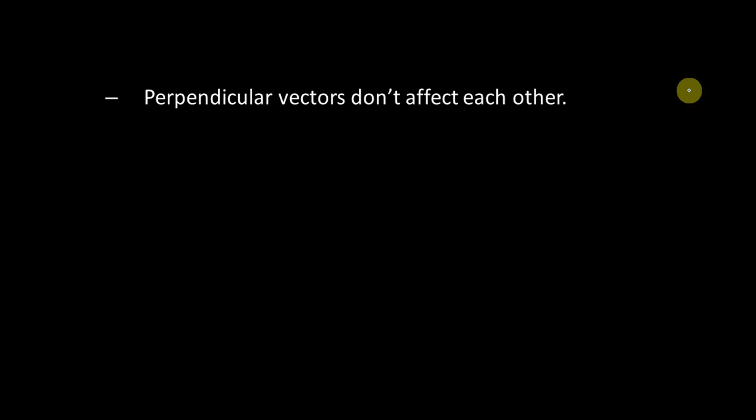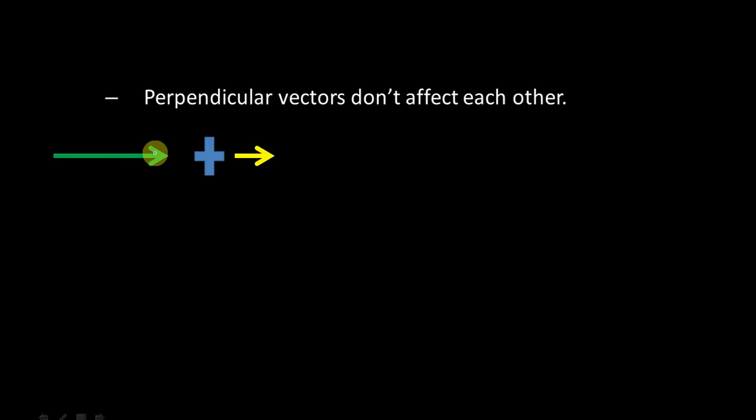Next point, and this is an important one for projectile motion. If vectors are perpendicular to each other, they do not affect each other. They are independent of one another. And I have an example. Let's say I have this green vector. Maybe it's a velocity vector, whatever. You're moving to the right.